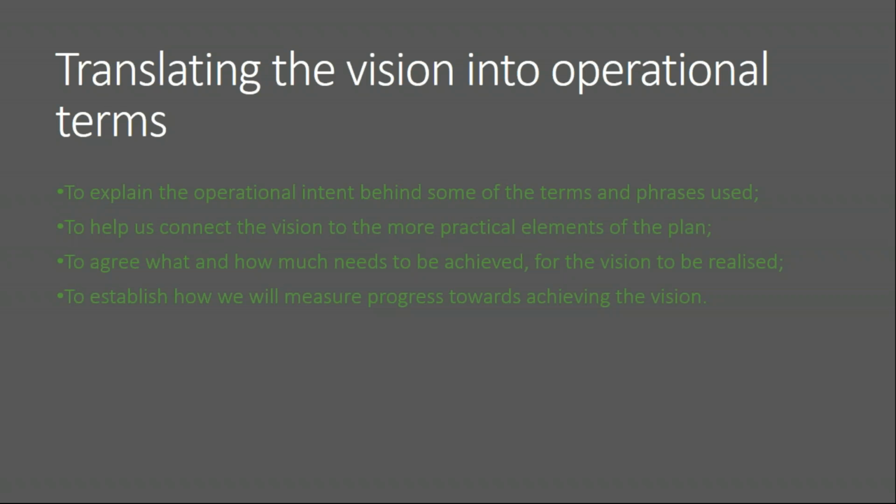And we do want to agree what and how much needs to be achieved. So some of these things are quite long-term things. They're quite big and ambitious things, but it's not clear how much we need to do in order to get across the line of what we consider to be success. And we do want to think about how we might measure progress towards the vision.